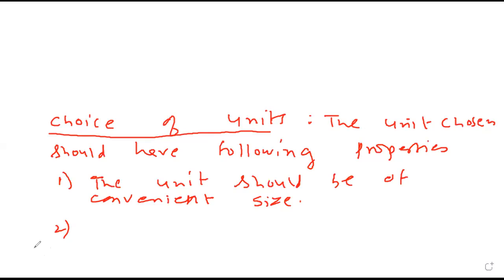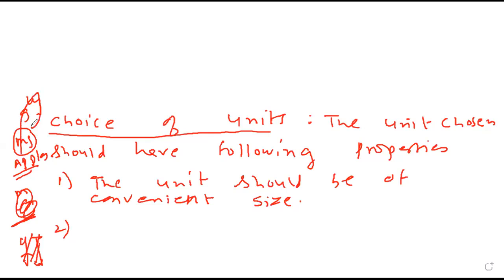Unit should be of convenient size means, if I want to measure the length of a pen, then I cannot take the unit in terms of meter. Best will be centimeter. So it should be of convenient size. If I have to measure a person's height, I can't measure in millimeter. I have to measure in centimeter or meter, or in foot. If I have to bring apples from the market, then I cannot measure with milligram. I have to measure in gram or kilogram. This is the meaning of convenient size. But if I have to purchase gold, I will not measure in kilogram. I will measure in milligram or gram. So the unit should be of convenient size.